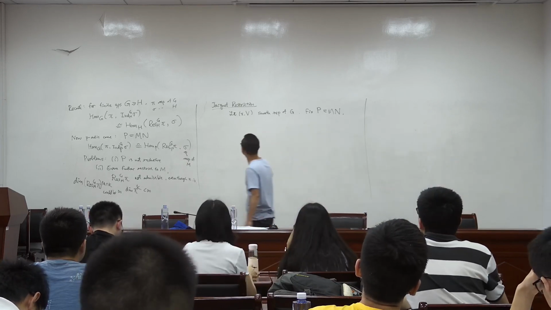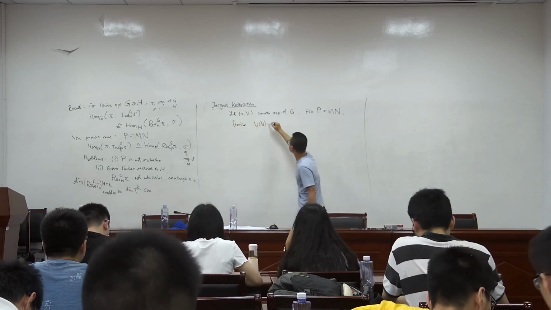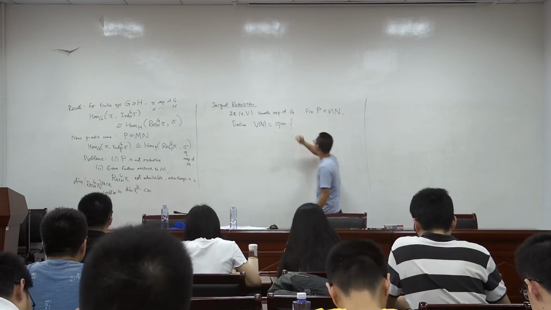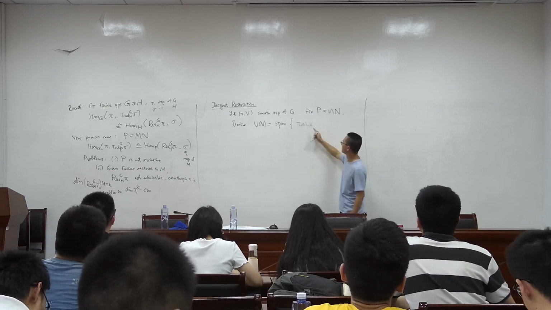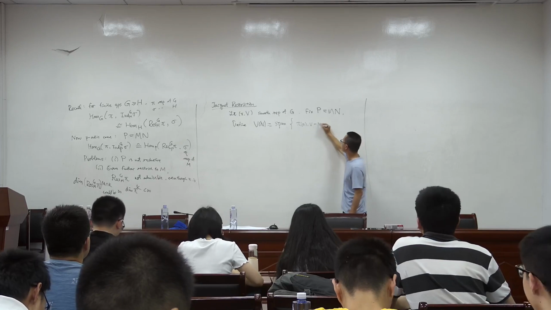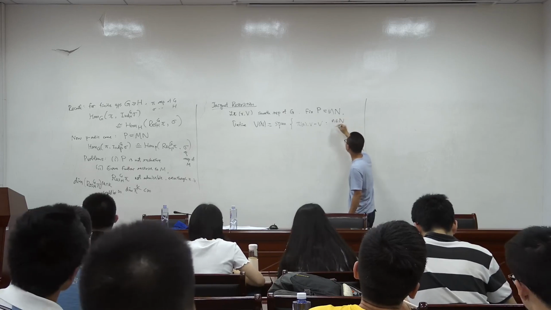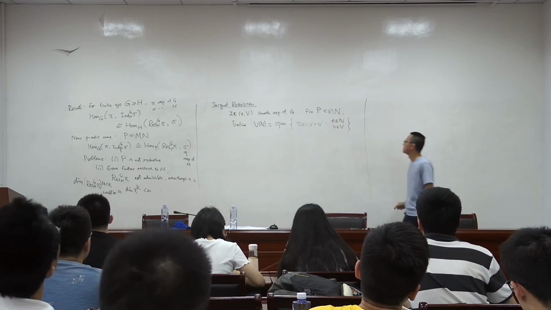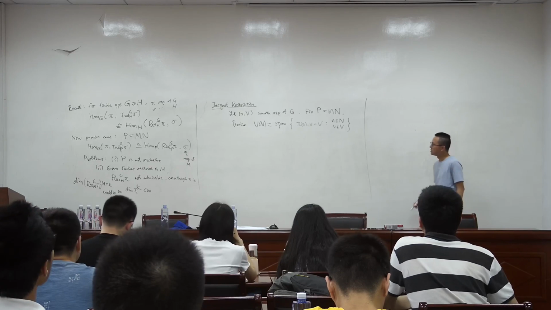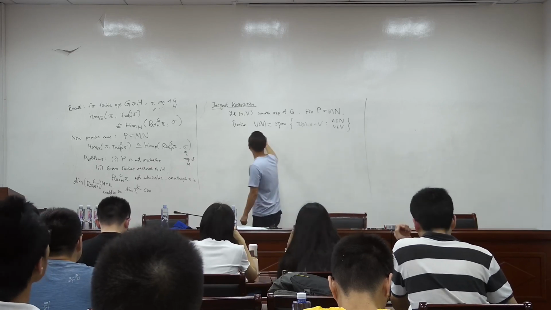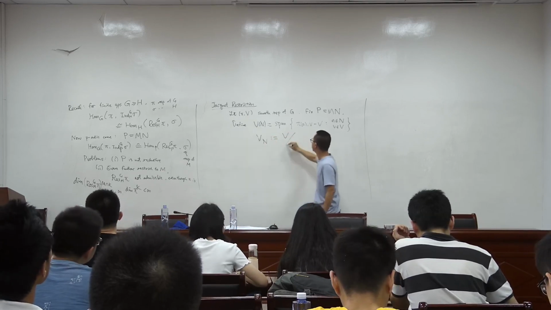Then I define the following. I define V(N) to be the span of all such vectors: I let an element n in N act on a vector v and subtract the vector itself, where n is in N and v is in V. So I span all such vectors, and then I define V_N to be V, my original representation, divided by this subspace.